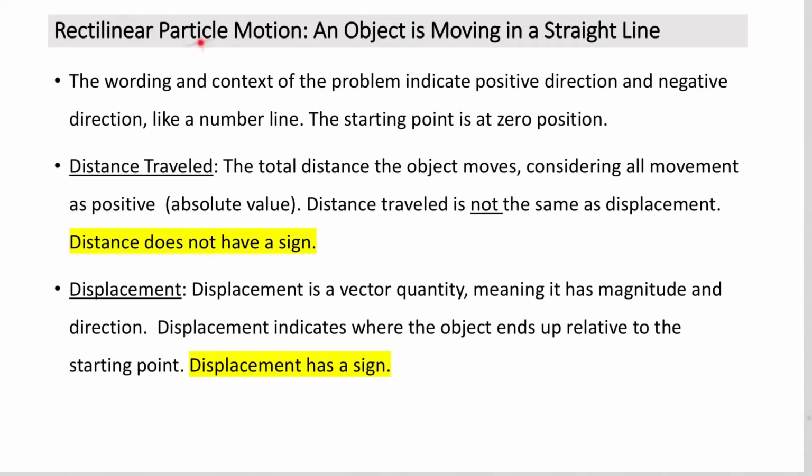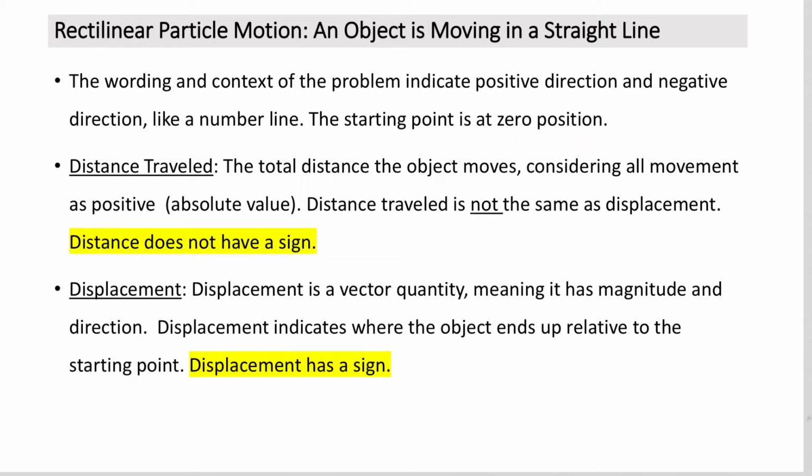When we talk about rectilinear particle motion, we're talking about an object moving in a straight line, like on a track or on a number line. The wording and the context of the problem indicate which direction is positive and which direction is negative, like north positive, south negative, or east positive, west negative. It just depends on the context of the problem. But our particle is moving along a number line, one dimension. So our starting point is its zero position.